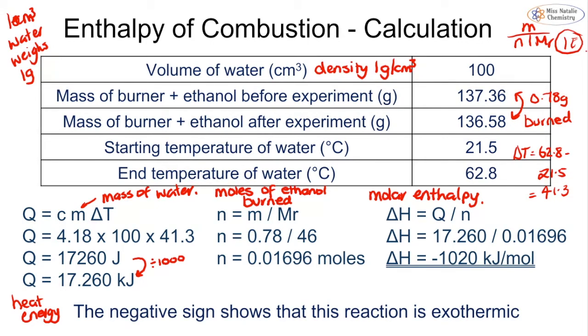So now I have Q as 17.26. Now I have n as 0.01696, and I substitute it into my answer here. So I do 17.26 divided by my number of moles, and I get an answer of -1,020 kilojoules per mole, and the negative sign tells us that the reaction is exothermic, and we know this because we have a temperature rise.